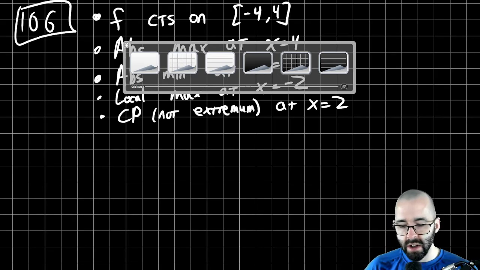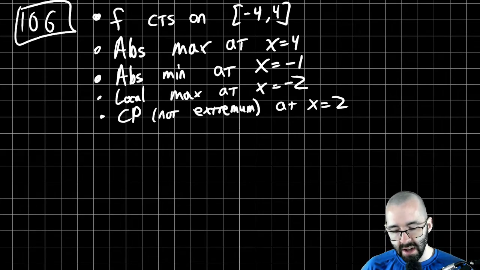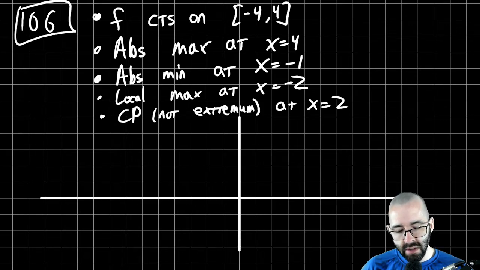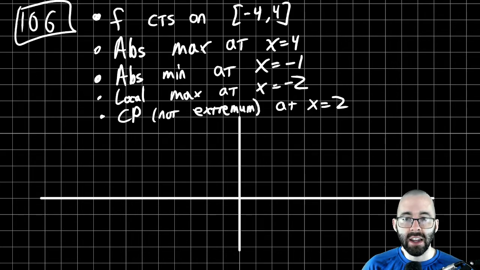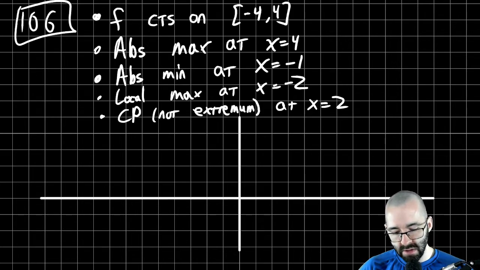Okay, so let's try to make a graph that has all of this stuff. And the way that we're going to do that is we're just going to make a guess. We're going to try to do it. And then afterwards, we're just going to check and verify that each one holds. And again, we're only looking from negative 4 to 4. We're only looking on this interval.